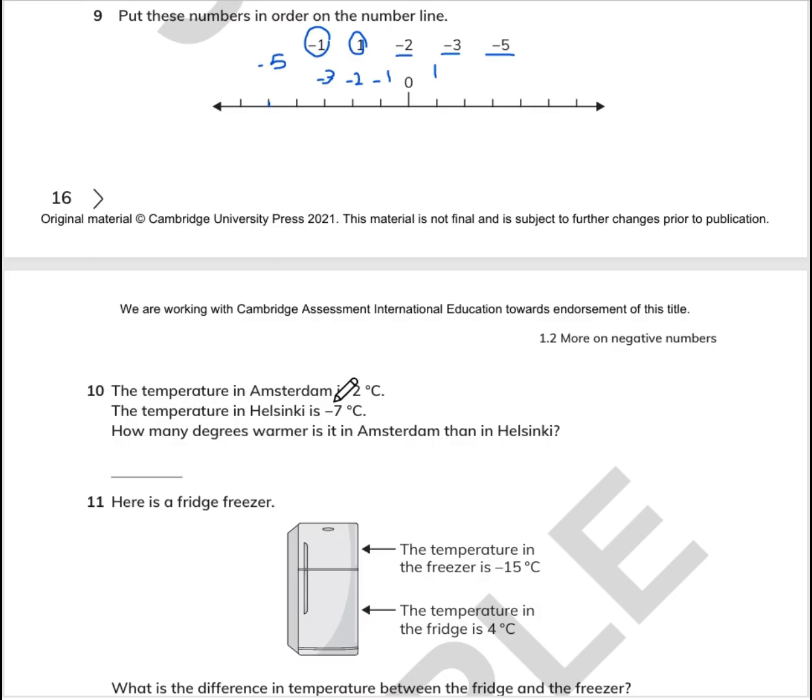Question number 10. The temperature in Amsterdam is 2 degrees centigrade. The temperature in Helsinki is -7 degrees centigrade. How many degrees warmer is it in Amsterdam than in Helsinki? So we need to tell the difference in the temperature. For this, we will count from one temperature to the other temperature. We will use the same number line that is present here. We have already labeled a few of them. This is 1, so this is 2. This is 2, so we will start counting from here.